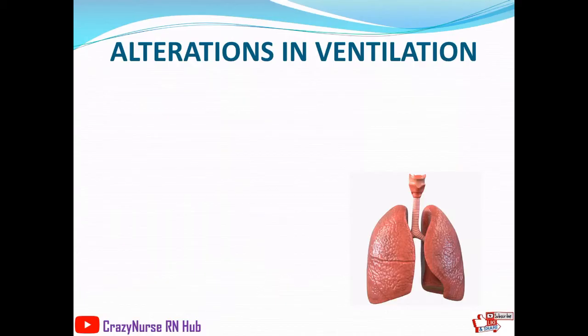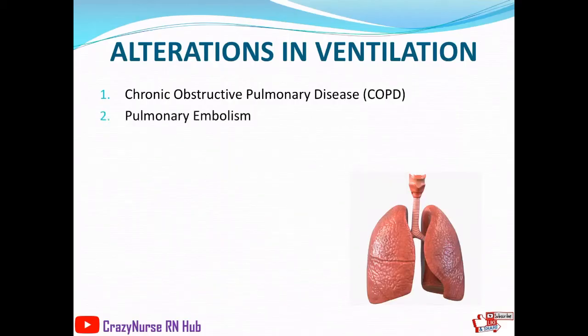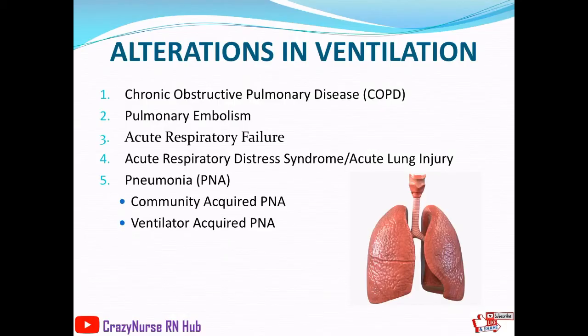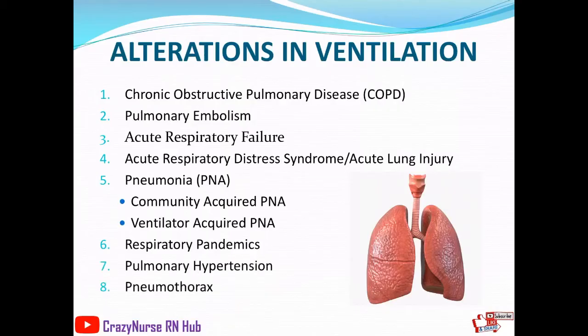So now we'll proceed with the different alterations in ventilation. We will be discussing chronic obstructive pulmonary disease or your COPD, pulmonary embolism, acute respiratory failure, acute respiratory distress syndrome, or your acute lung injury. Also, we'll be discussing pneumonia and the different types of your pneumonia. We have your community-acquired pneumonia, ventilator-acquired pneumonia, and other classifications as well. We also have respiratory pandemics, pulmonary hypertension, and pneumothorax.